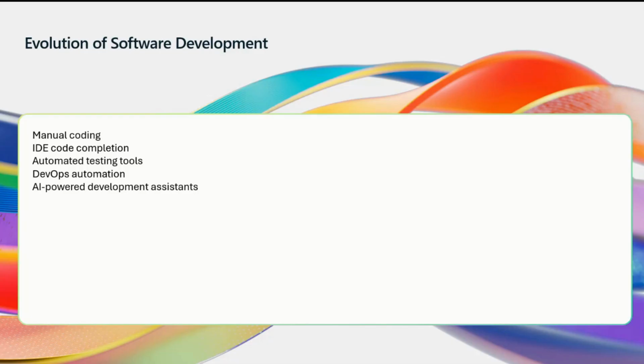Now, evolution of software development, I guess I already told you about this. Earlier, we had manual coding. Developers, 30, 40 years back, used to write code in plain text editors. Then we got the IDE, integrated development environment, which can help you with writing your code.